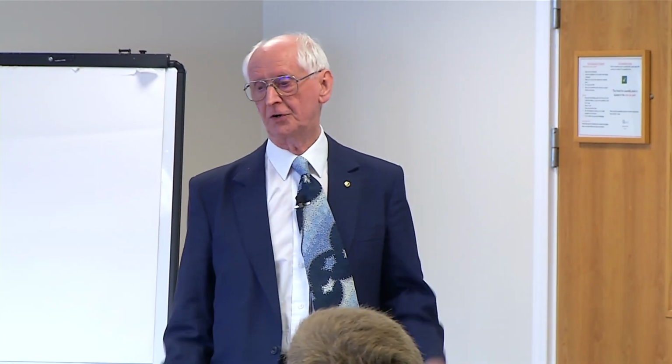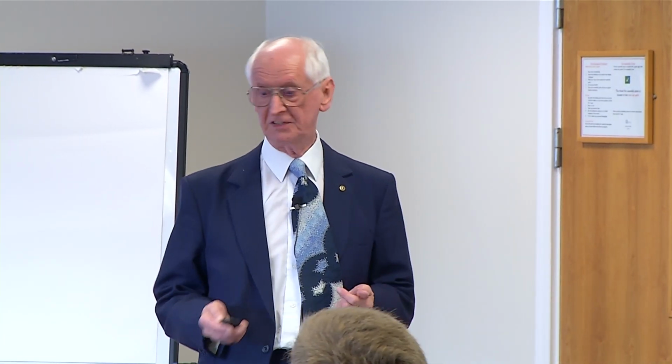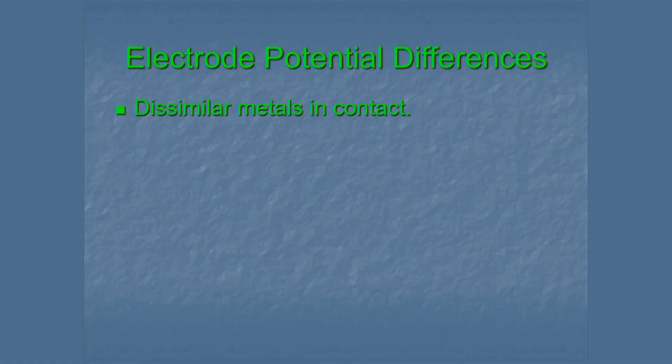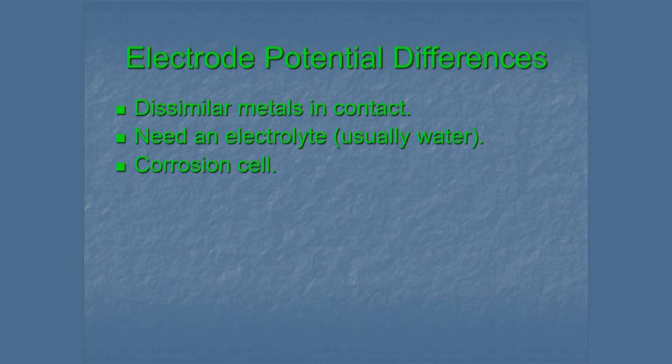So we look at the electrode potential differences between the different materials. If you've got two different materials in contact, you need an electrolyte, usually water. If it's salt water, even better. That works even better. You get a corrosion cell formed, and depending on the potential difference between the two metals, it depends on what you need to do.